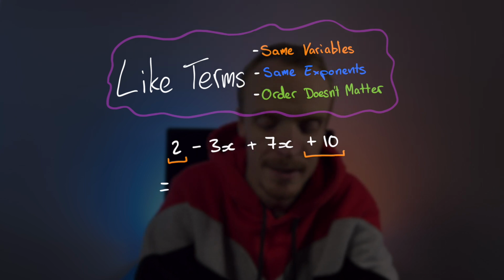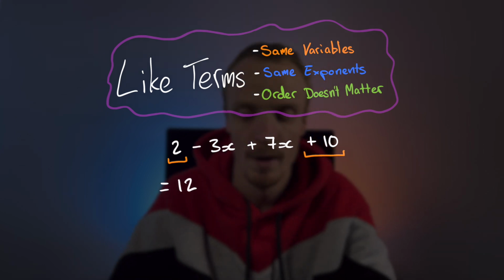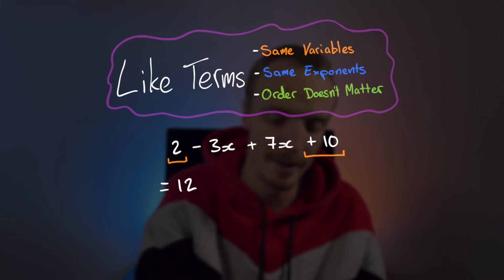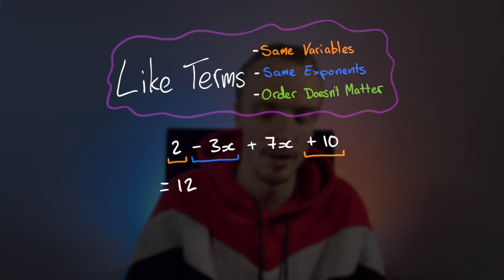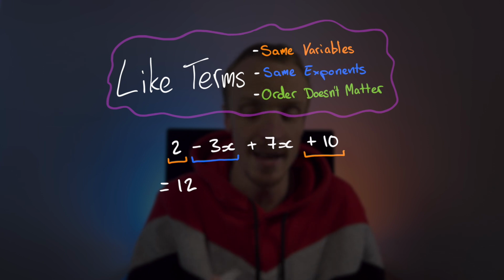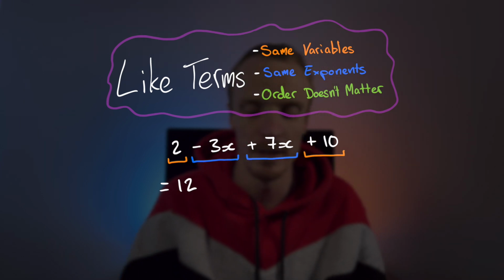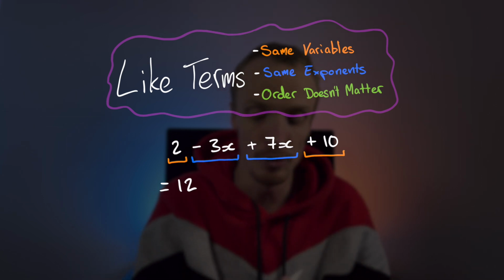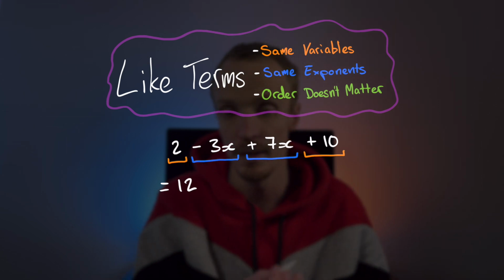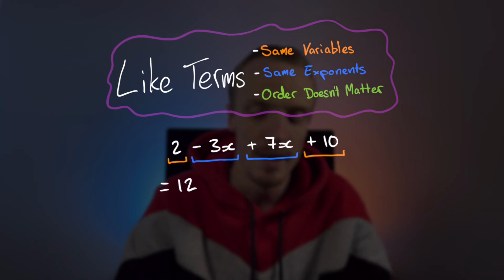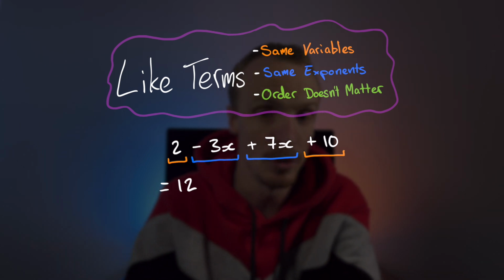So 2 plus 10 will equal 12. Then we go through to the next term and see whether or not that's like the other term that we've got here. So this negative 3x contains the variable of x, and you can see that the 7x also contains that variable of x. They do have the same exponent in this situation, in that the exponent is 1, we just don't write that down. So what we do here is we add these two together again.